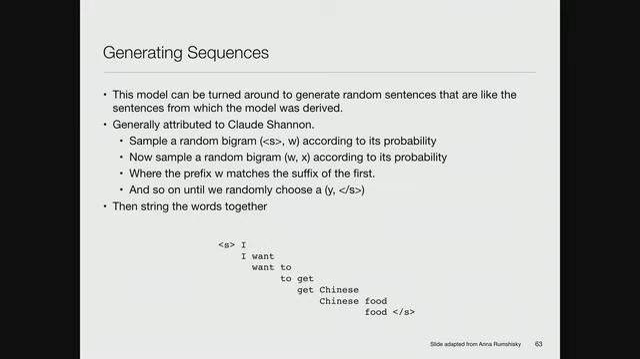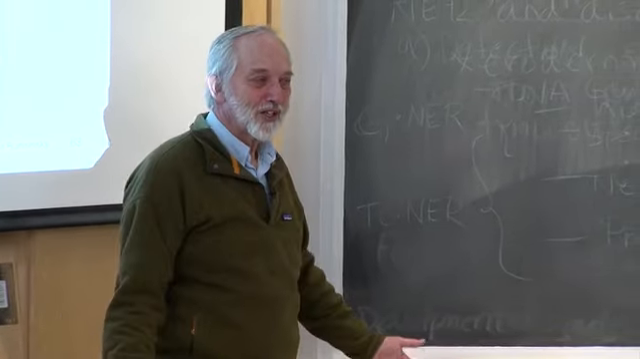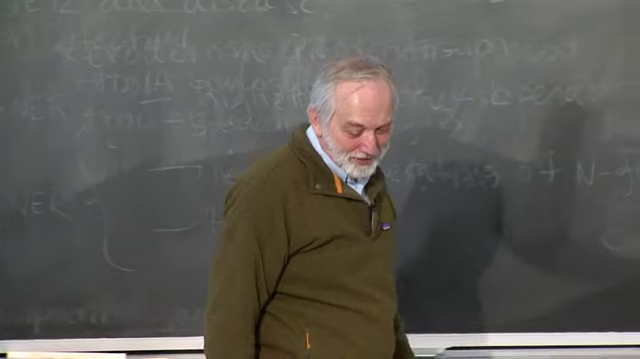Okay? So for example, here I'm generating the sentence. It starts with "I," then followed by "want," followed by "to," followed by "get," followed by "Chinese," followed by "food," followed by end of sentence. So I've just generated "I want to get Chinese food," which sounds like a perfectly good sentence.